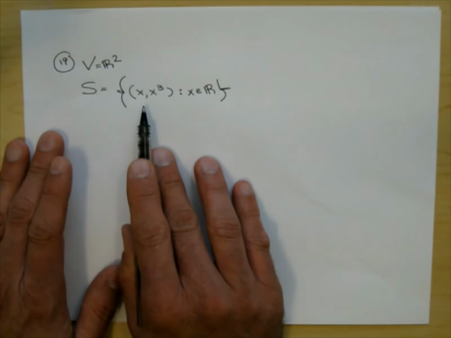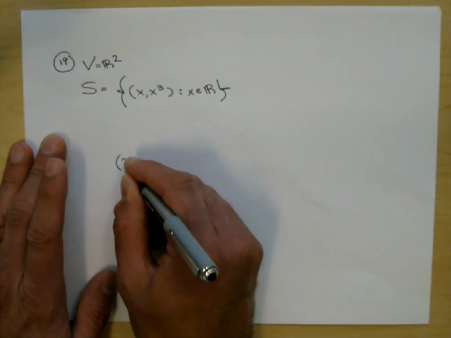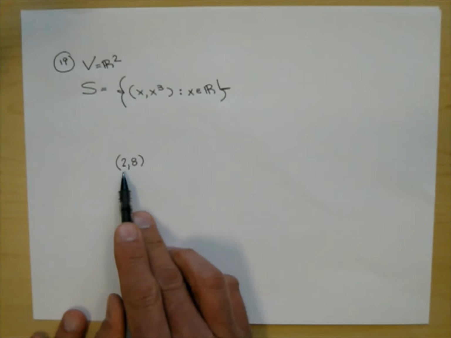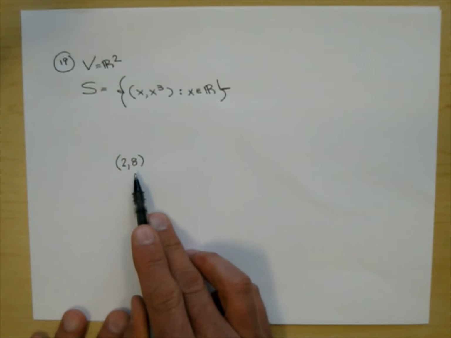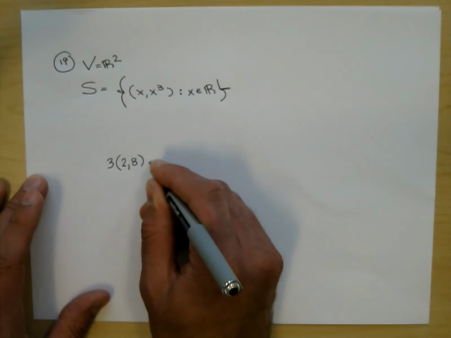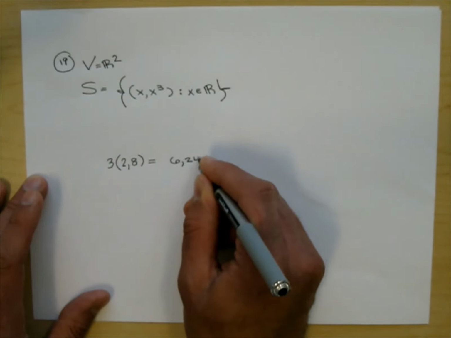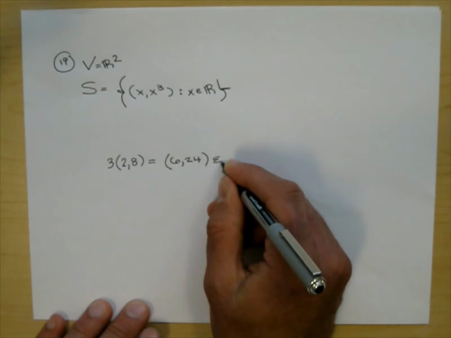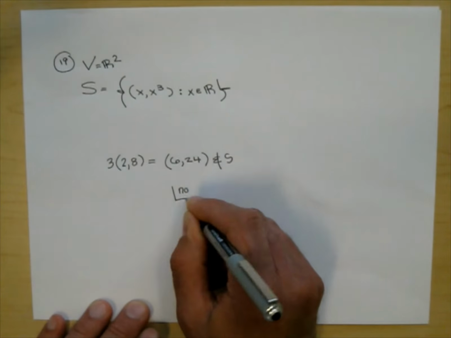Okay. So this is kind of like the last problem. I'm going to pick an element like 2, 8. To be in the party circle, your first coordinate could be whatever it wants to be. The second coordinate has to be the first coordinate cubed. So why don't we go ahead and multiply this thing by like 3. So this gives me 6, 24. Well, we know 6 cubed is not 24. This guy is not in the party circle. So the answer to this problem is no.